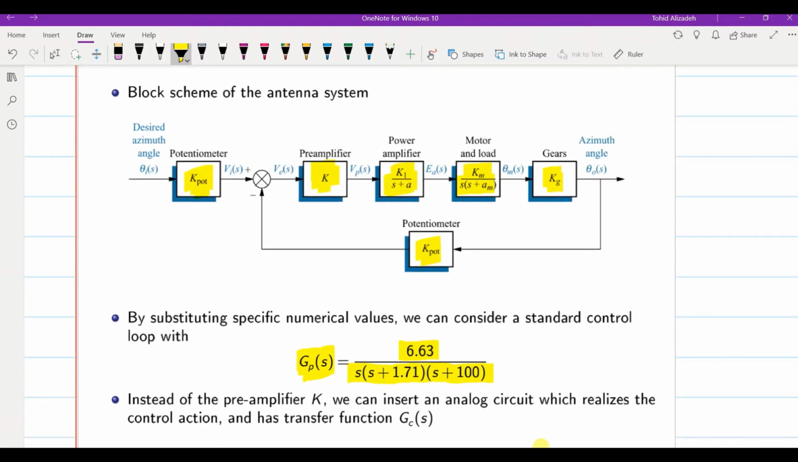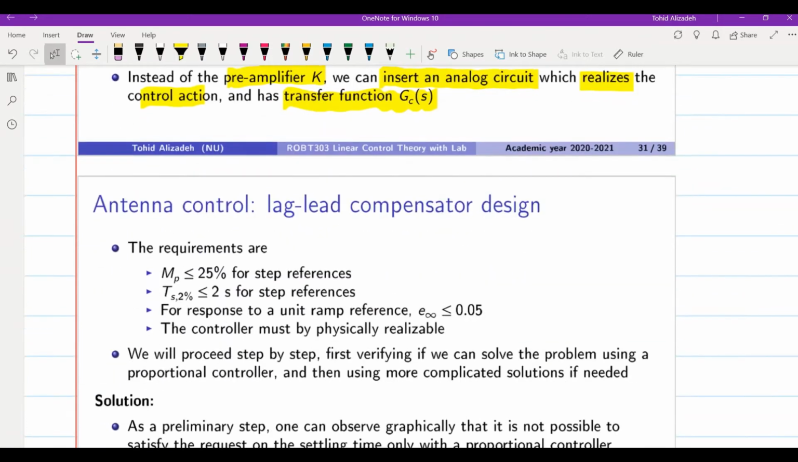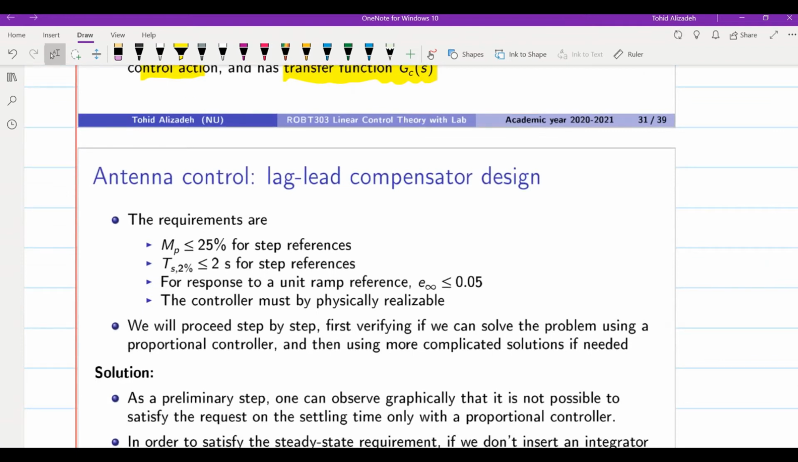Now, instead of the preamplifier K, we will insert an analog circuit as the compensator or as the controller. So the analog circuit that we are going to design and use will realize the control action. And it will have the transfer function GC of S that we are going to design. So our aim would be to design the controller or the compensator.